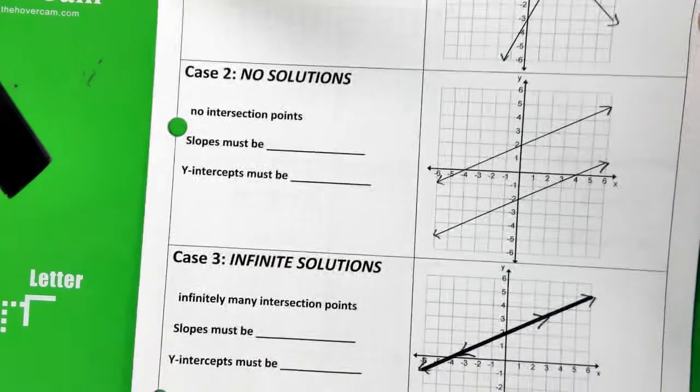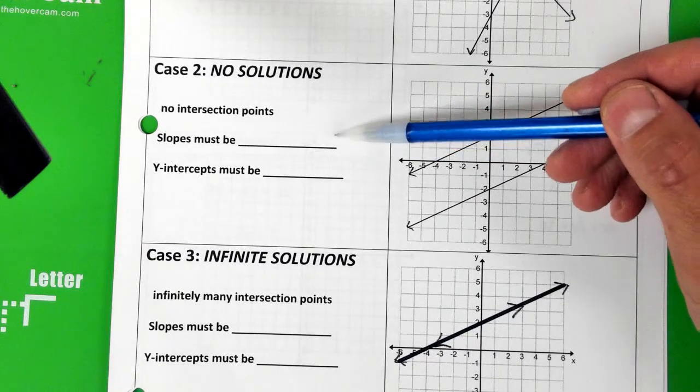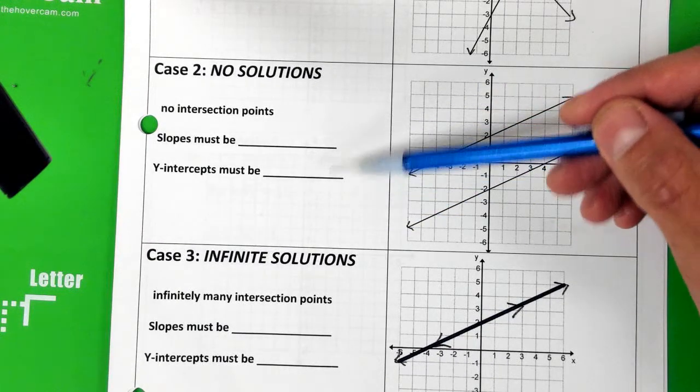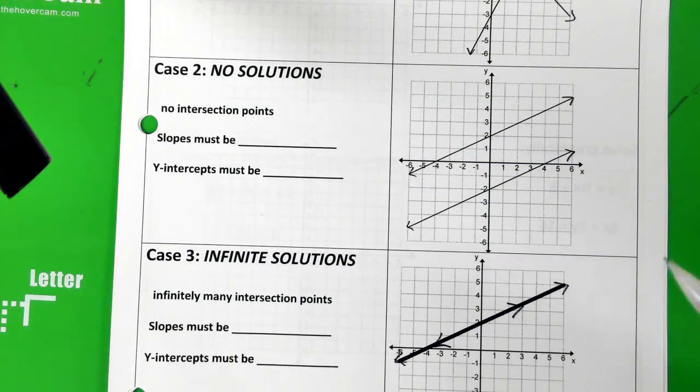All right, so take a moment and pause the video here and see if you can remember what features would have to be true about the slopes and y-intercepts for case 2 and case 3 to occur. All right, pause the video now.